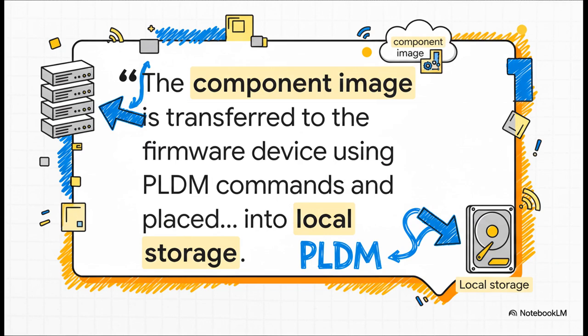And that point is so crucial, I want to emphasize it. The firmware device is in control of the transfer. It's a pull model, not a push model. This is incredibly robust because the device never gets overwhelmed. It just asks for the next piece of data when it's good and ready. It's a simple idea, but it makes the whole process so much more stable.